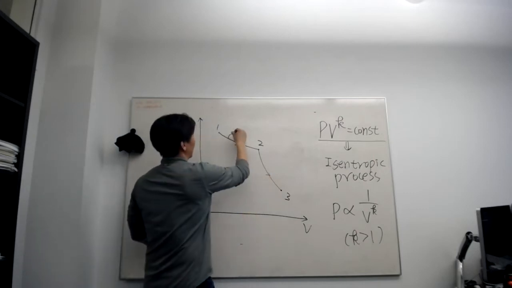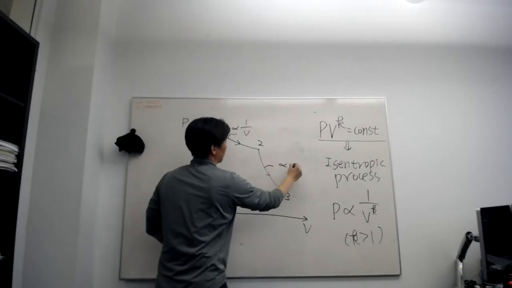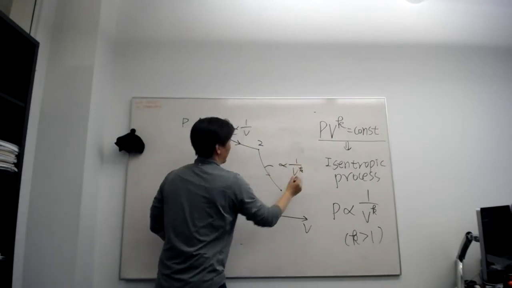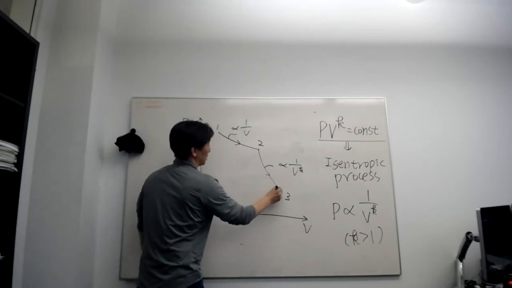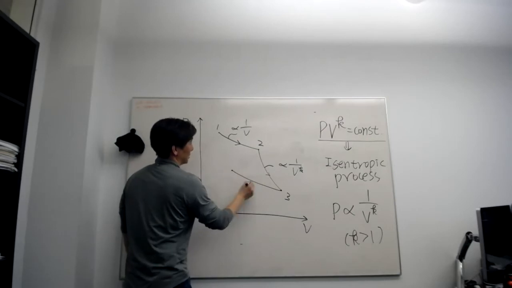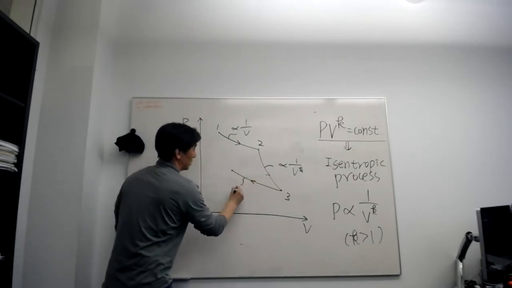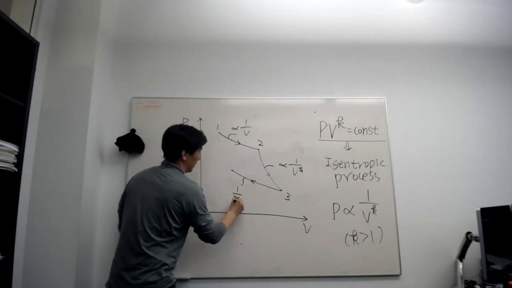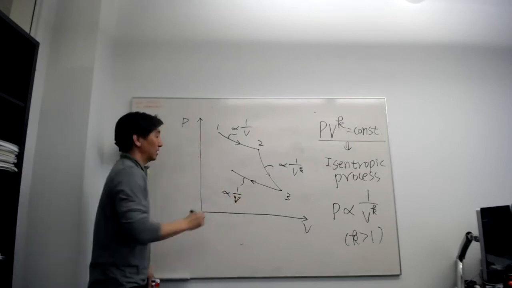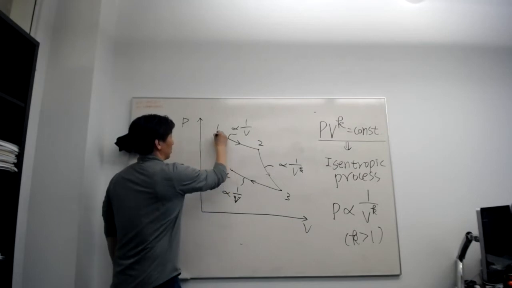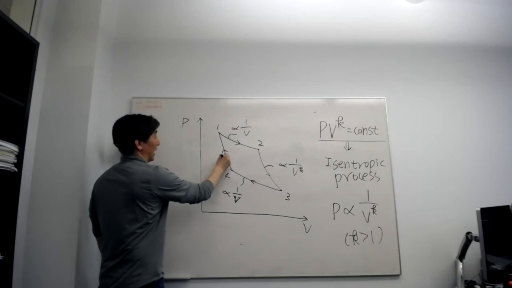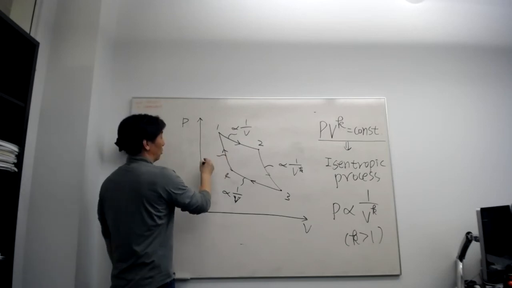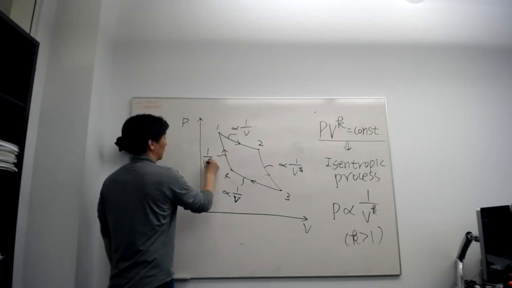So that is P proportional to 1 over V to the power of k. And from 3 to 4, that is kind of the same, again isothermal, with P proportional to 1 over V. And from 4 to 1, we have a steeper curve, that is again the isentropic compression process, with P proportional to 1 over V to the power of k.